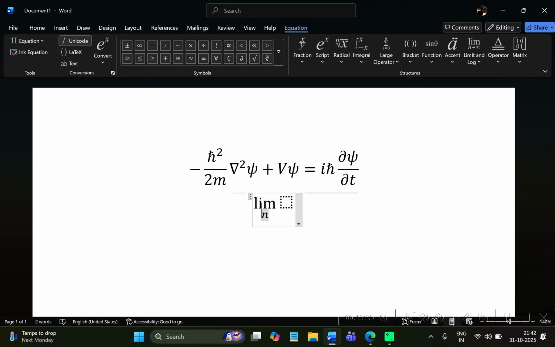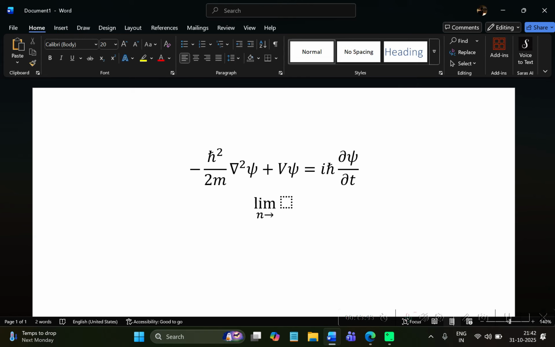Just give the space, and now you want the right arrow. Let me try, but I'm not sure this will work. You just give the hyphen and the greater than symbol. Oh, it works. I'm actually surprised. It automatically takes the right arrow, because it's clever enough to figure out that under the limit I can mean only this.